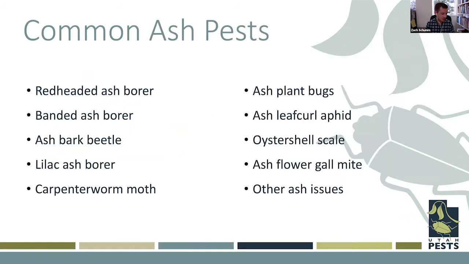Okay, so we're going to talk for a little bit about some other common ash pests that we can find here. A lot of these, as we mentioned earlier in the chat, can mimic the symptoms of emerald ash borer aside from the D-shaped exit hole. So we'll discuss these one by one, so I won't go through them on the slide here.